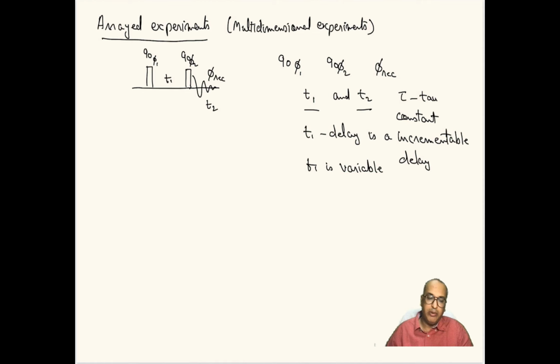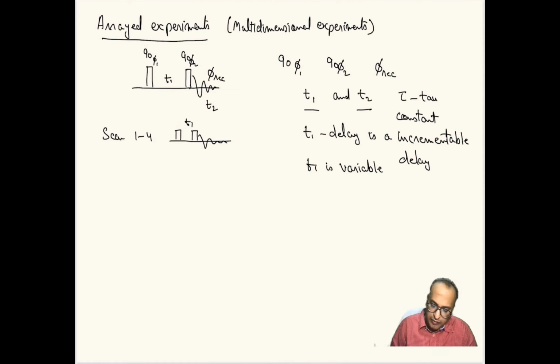For example, during one complete phase cycle, T1 is kept constant, and when the next phase cycling starts, let us say the phase cycling is of 4 steps. So for the first 4 scans, when the first phase cycle is going on, T1 will be constant, and during the next set of 4 scans T1 will be incremented to T1 plus delta T. So let's say scans 1 to 4, the delay between the two pulses is like this. Let's call it T1.